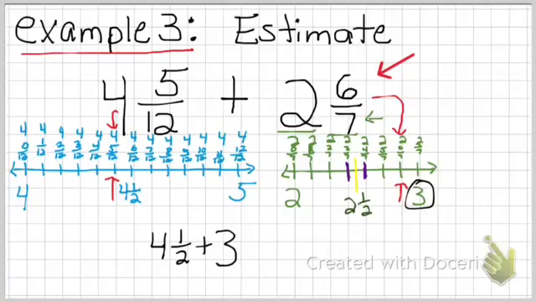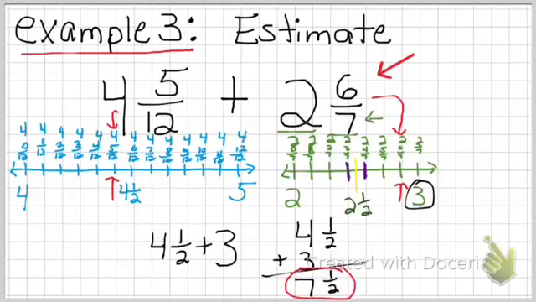I have the problem 4 1/2 plus 3. I'm going to write it vertically, 4 and 1/2 plus 3. 1/2 plus nothing is 1/2. 4 plus 3 is 7. So my final answer for this problem is 7 and 1/2. 4 and 5 twelfths plus 2 and 6 sevenths is about 7 1/2.